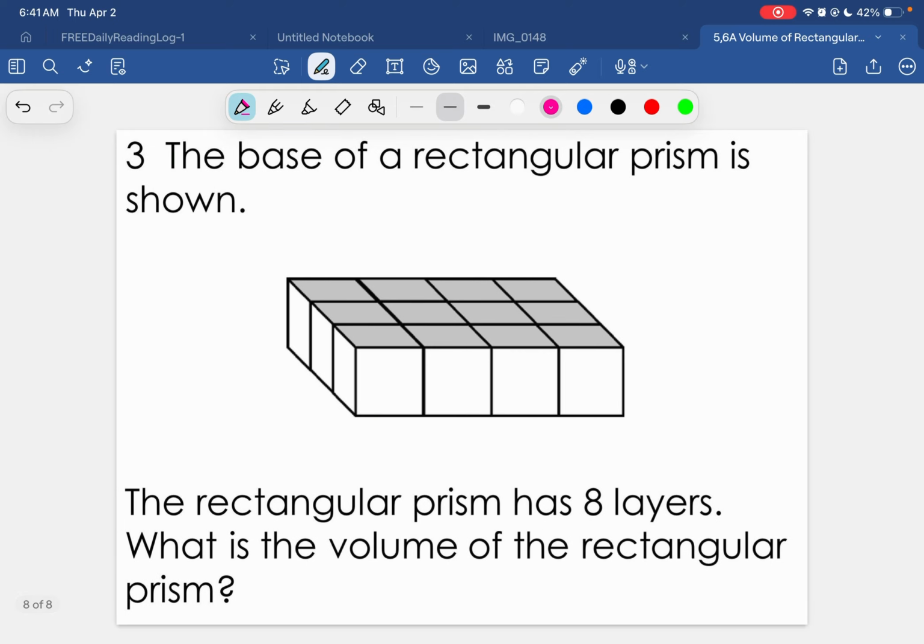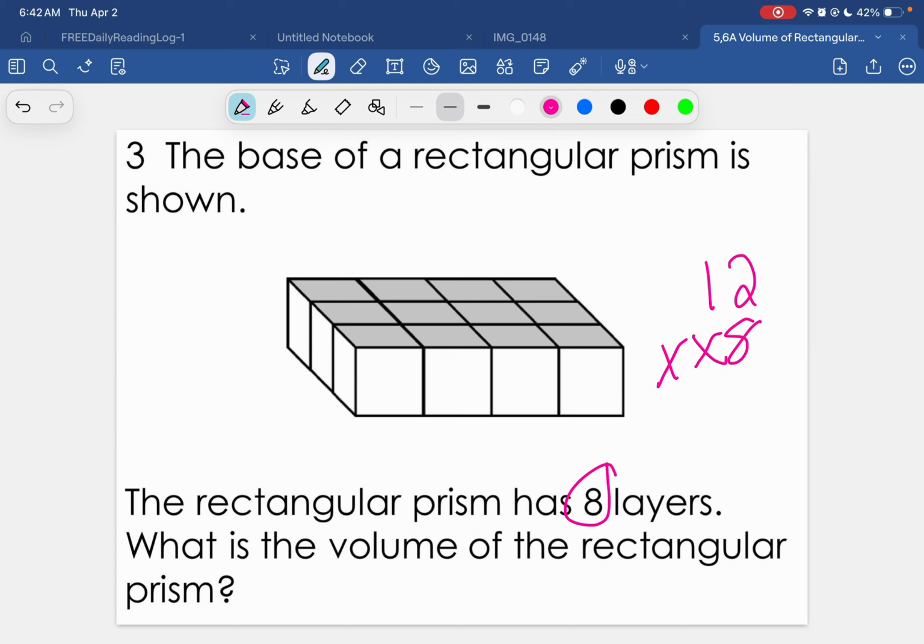Okay, here is the final one. It says the base of a rectangular prism is shown. The rectangular prism has 8 layers, so that's the part that got kids. They only gave me 12. The answer was 12. That was my most missed. Yes, 12 is only on the first layer. If you continue to build it, you're going to end up with 8 layers of 12. And some kids knew just keep adding, some multiplied. That is irrelevant. The point is, did you realize there was 8 layers? Whether you did repeated addition or you multiplied, doesn't really matter.